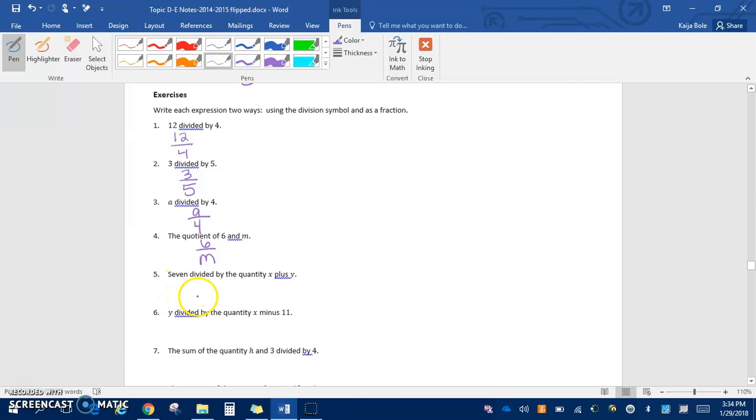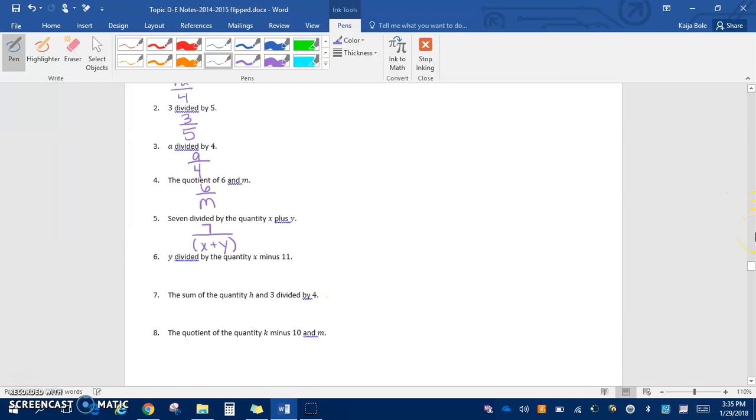For number 5, we have 7 divided by the quantity x plus y. So we have 7, then divided by, and then quantity, remember we have to use those parentheses, and it was x plus y. For number 6, we have y divided by the quantity x minus 11. So go one part at a time. So we have y divided by, and now quantity, parentheses, and then x minus 11.